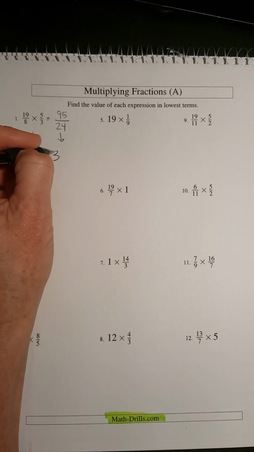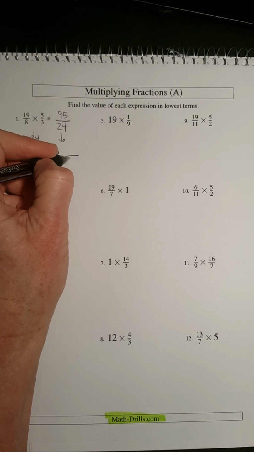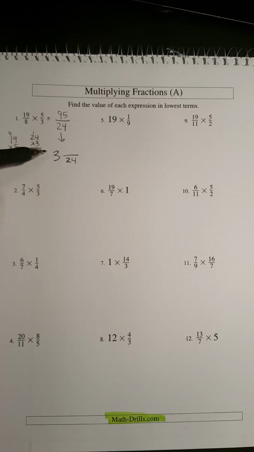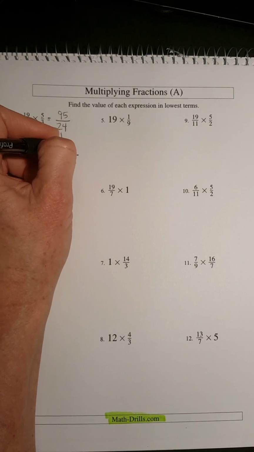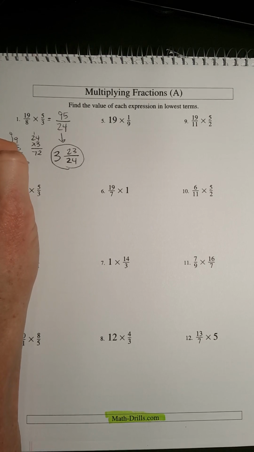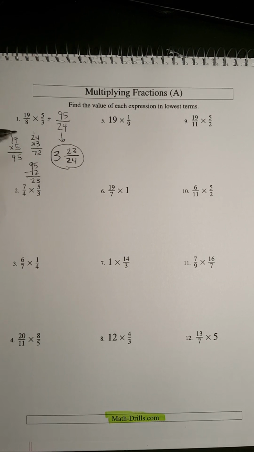So my large number out front, my whole number, is 3. And then my fraction is going to be over 24 because the denominator stays. And the difference, or remainder, between 72 and 95 is 23. So this is going to be my final answer. Again, I told you that's an ugly one. I'll do the 95 minus 72 here just so you can see it. Okay. So 3 and 23 24ths. So we got that one out of the way.